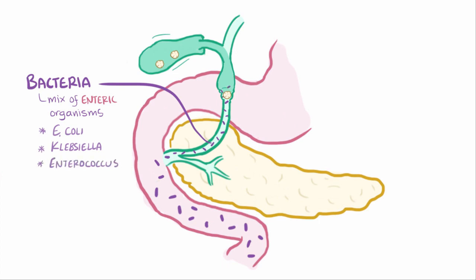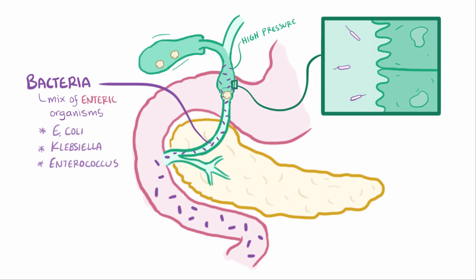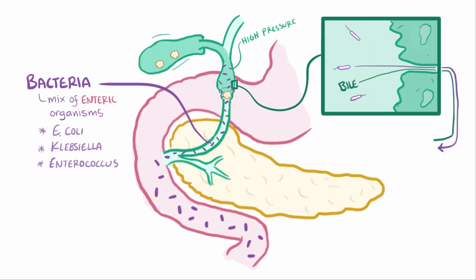These bacteria can migrate up to the blockage and continue to infect the stagnant bile, as well as the surrounding tissue. Also, since the bile duct is under high pressures from the obstruction, it can cause the spaces between the cells lining the ducts to widen, which allows the bacteria and the bile direct access to the bloodstream.